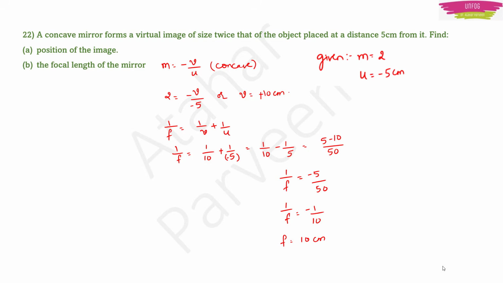Okay. In the options, they may give like that. Magnification and focal length values they'll give and they'll put a comma. Those values will be different. You have to choose the right answer. Okay.